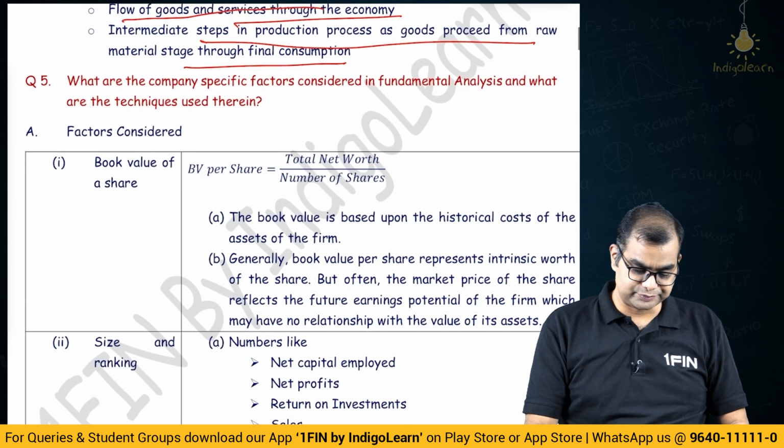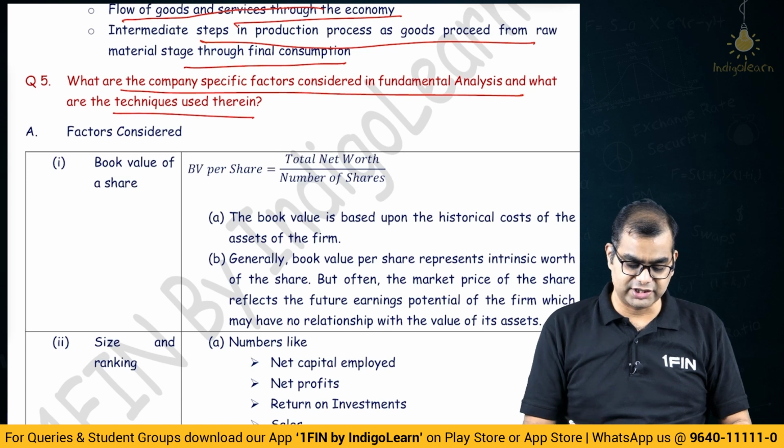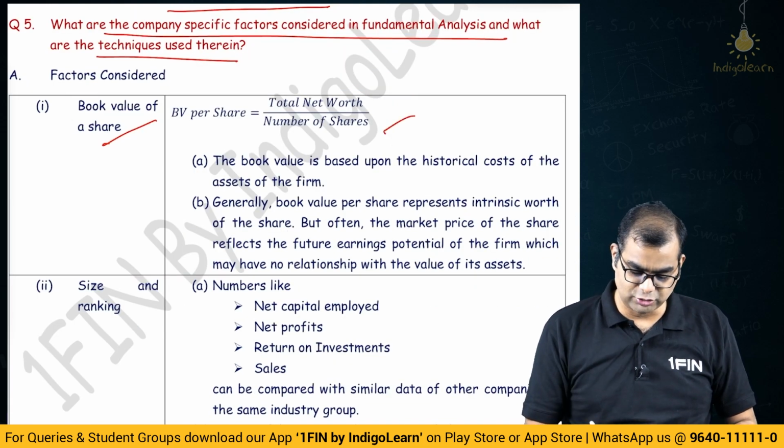Okay. Next, what are the company specific factors considered in fundamental analysis and what are the techniques used? The first one is book value of share. All of us know net worth divided by number of shares is book value. Book value is based on historical cost.